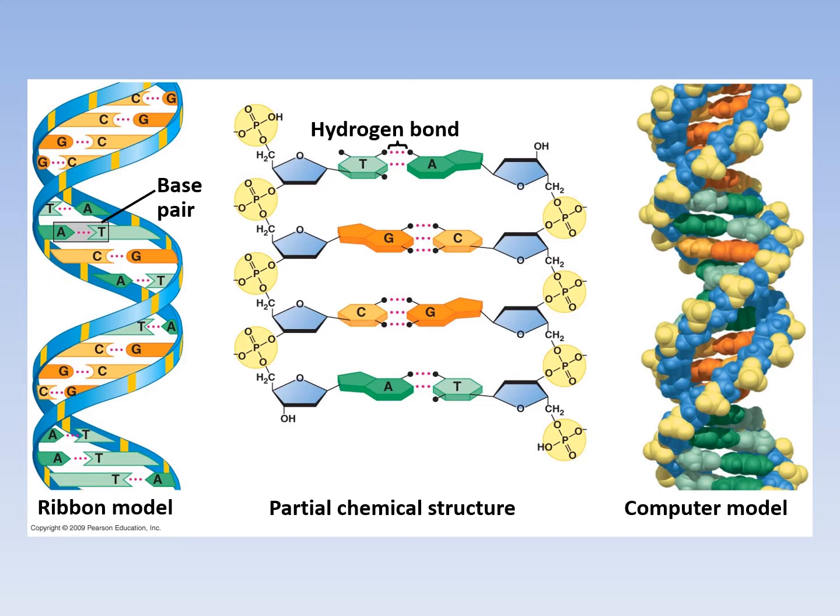However, you get a little bit more information from the chemical structure. It shows the binding patterns of C with G and T with A. T and A bind with 2 hydrogen bonds. C and G bind with 3 hydrogen bonds. And you can see that sugar phosphate groups are forming the sides of the ladder. The ribbon model also kind of shows you that. The ribbon model shows you a little bit better of the shape of the overall model.